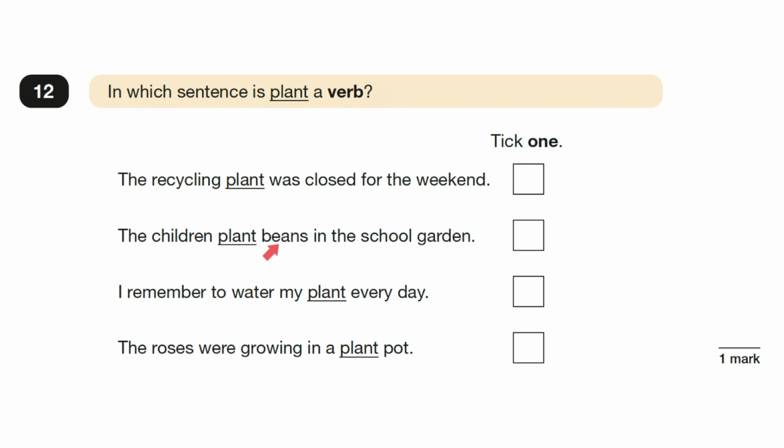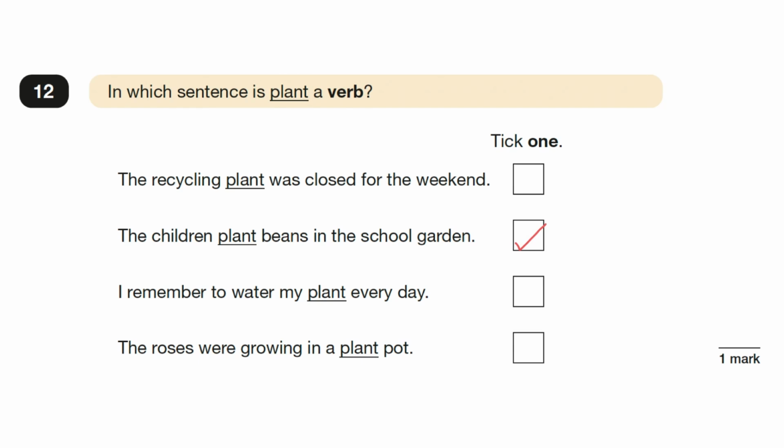The children plant beans in the school garden. Hopefully we're thinking, yes, I remember to water my plant every day. That is a noun. And the roses were growing in a plant pot. Again, definitely not that one. So we're going to come back to this one. The children plant beans. So the beans are the noun. The planting is the action. So we're going to tick that one and move on.